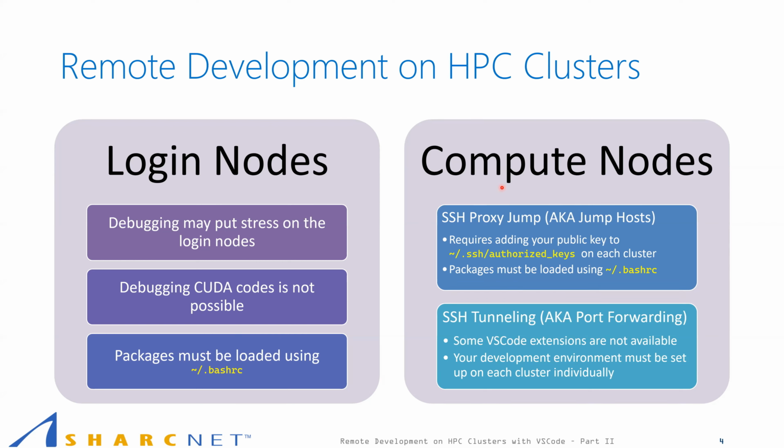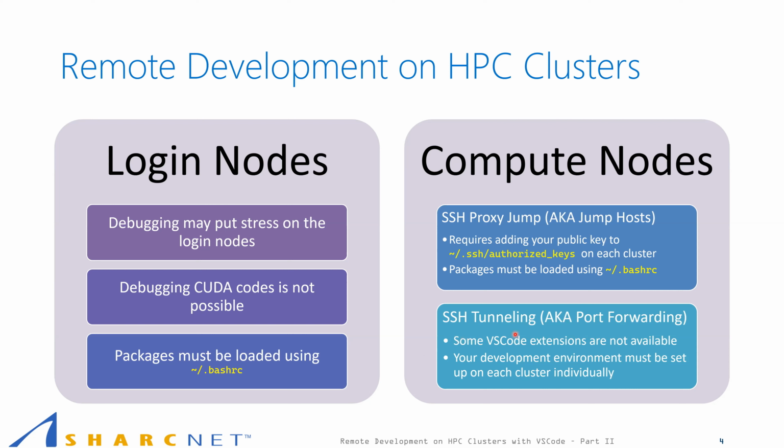Remote development on compute nodes, on the other hand, can be done in two ways. In the previous session, we already covered SSH proxy jump, also known as the jump hosts method. The problem with this method is that you are required to add your public key to authorized keys on each cluster, because compute nodes don't respect your SSH keys uploaded to the CCDB. And it has also the same problem as login nodes. You should add all the required packages or modules in your .bashrc file.